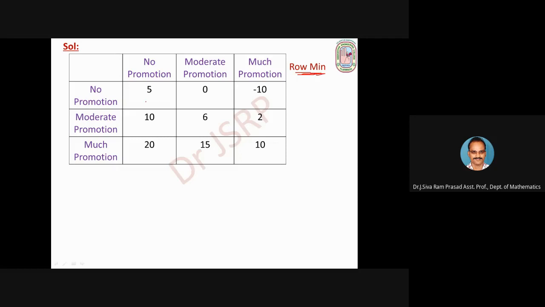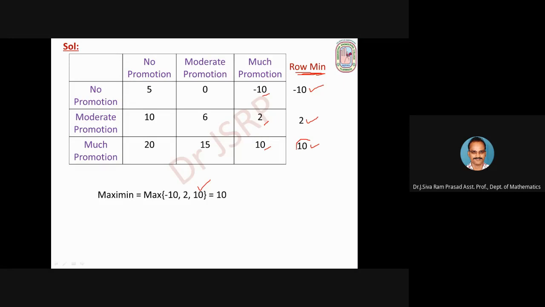First row minima, minus 10. Second row minima, 2. Third row minima, 10. So these are the row minimas. That means these are the minimum guaranteed gains of player A, that is firm A. So among these minimum values, take the maximum value. So maximin equals the maximum of these three minimum values, so the maximum of minus 10, 2, 10. So the maximum is 10.